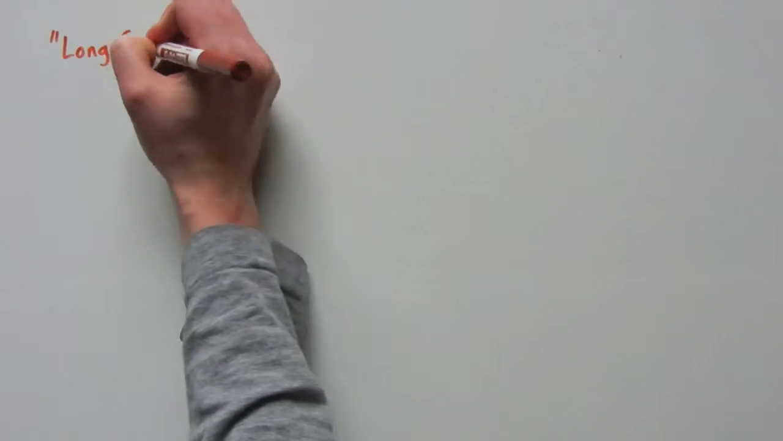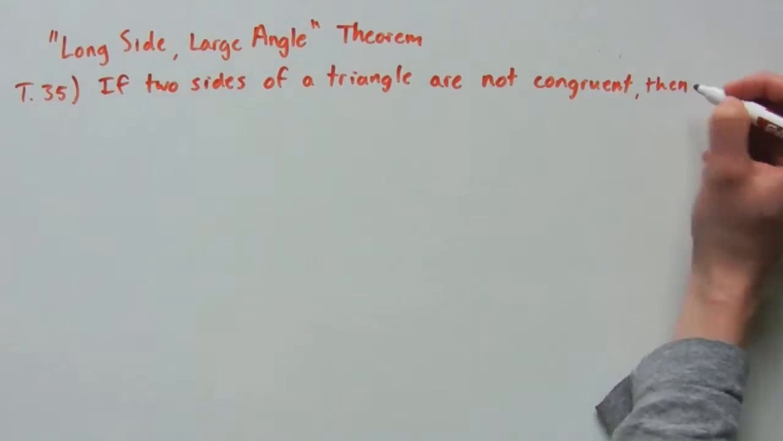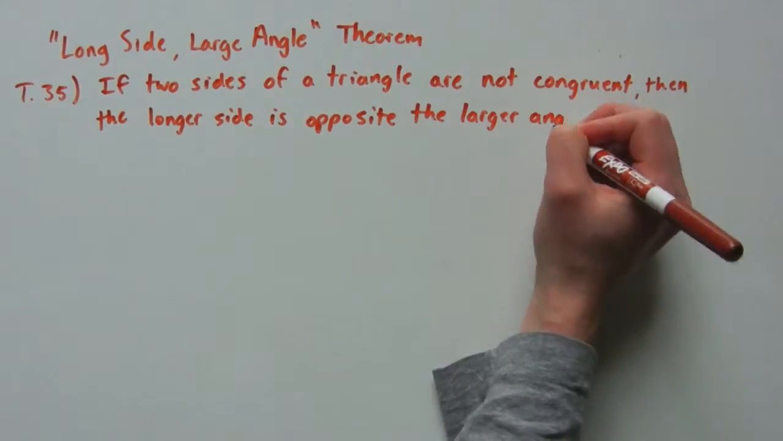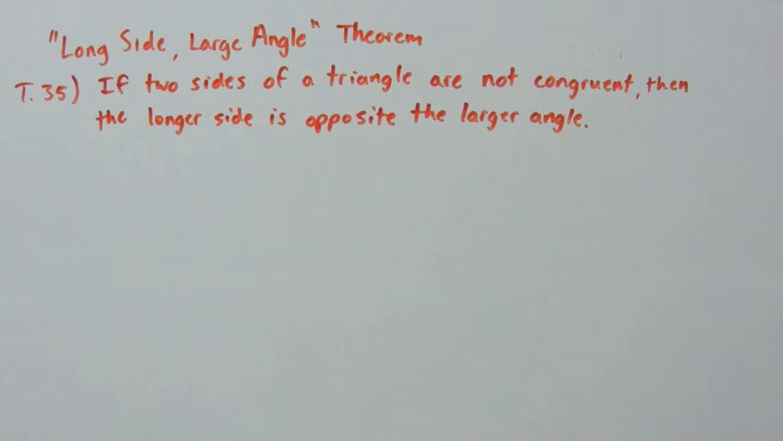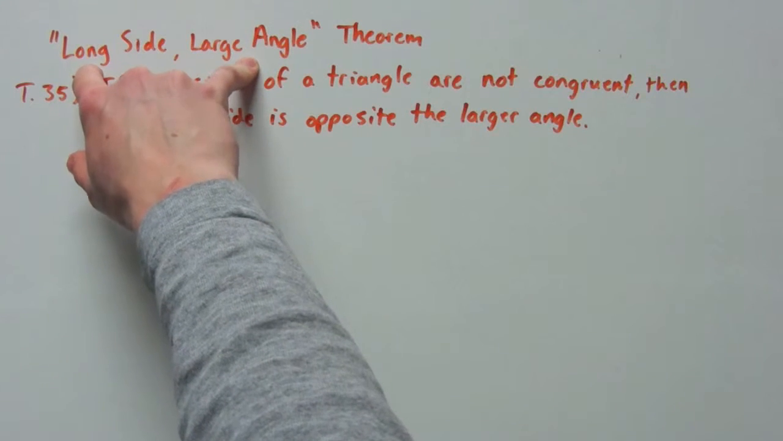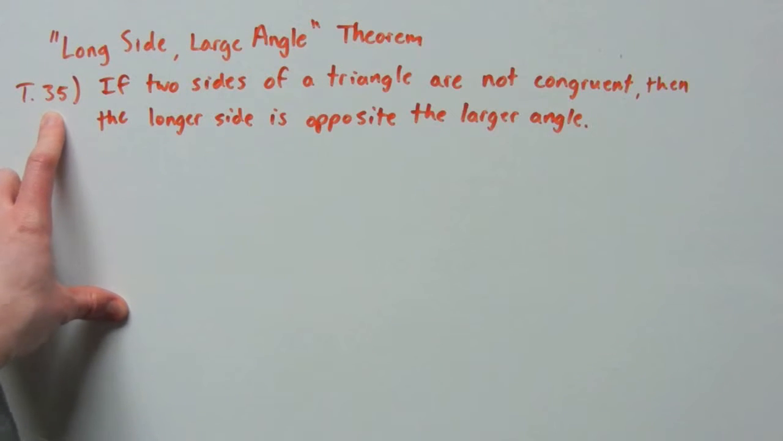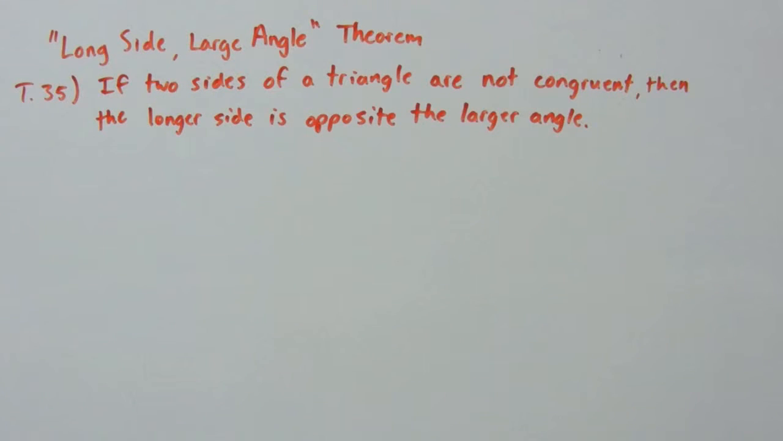In this video, we are going to go over two more theorems dealing with side lengths and angles. This is the long side large angle theorem. This is the name I created for this theorem because most books don't have a name for the actual theorem. So you can reference this as T35. It states that if two sides of a triangle are not congruent, then the longer side is opposite the larger angle. Let's take a look at a picture of this.